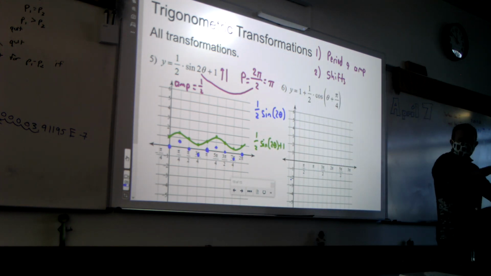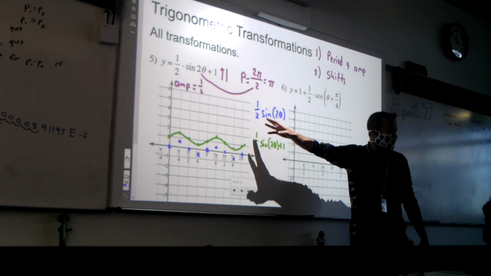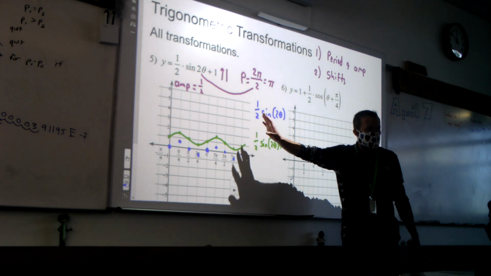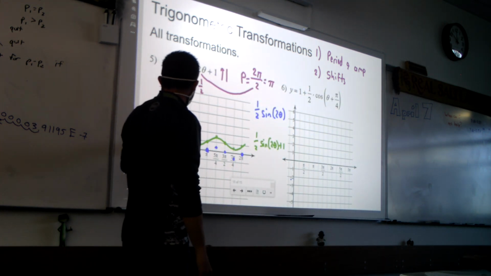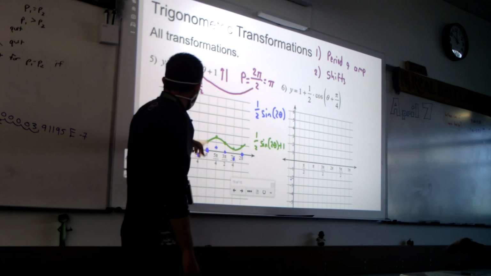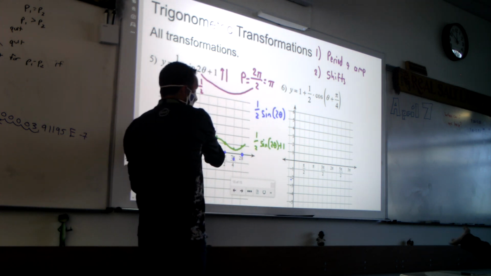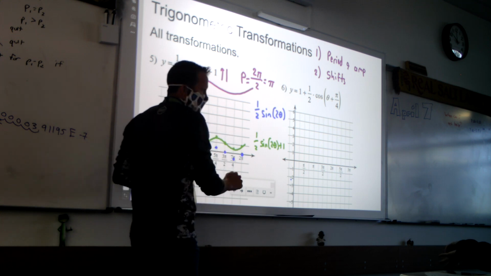I'm seeing some confused looks. Please ask a question. Where am I losing you on here? Do you have a question, or do I need to re-explain something? We just started at 0 since it's sine. Amplitude was 1/2, so it only went up 1/2, down 1/2. Period, 2 pi over 2 is pi, so it finished in 1 pi instead of 2 pi. It's going through twice as fast, and we just shifted it up.